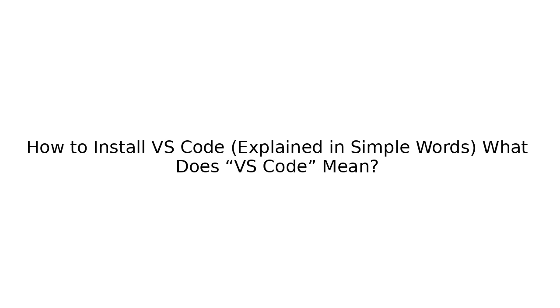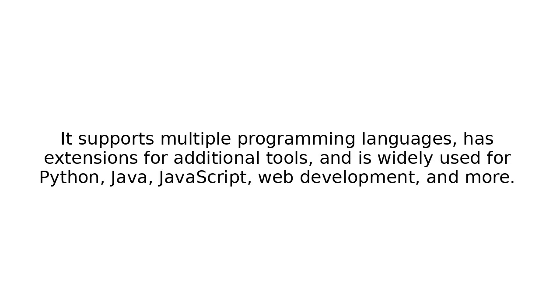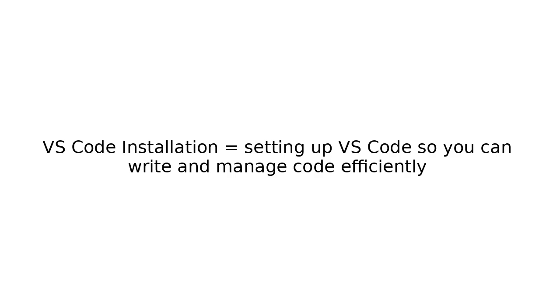How to install VS Code, explained in simple words. What does VS Code mean? VS Code, Visual Studio Code, is a popular, lightweight code editor used by programmers to write, edit, and manage code efficiently. It supports multiple programming languages, has extensions for additional tools, and is widely used for Python, Java, JavaScript, web development, and more. In simple words, VS Code installation equals setting up VS Code so you can write and manage code efficiently.